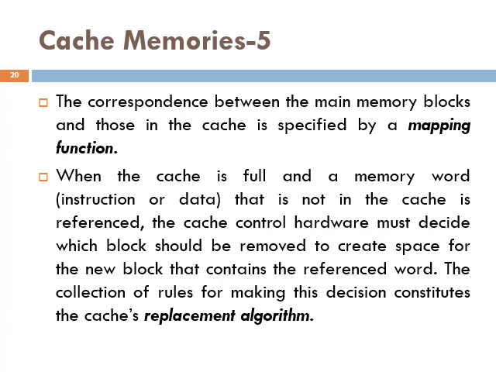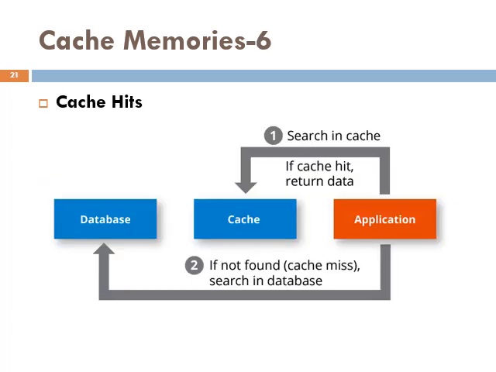The correspondence between the main memory blocks and those in the cache is specified by a mapping function. When the cache is full and a memory word that is not in the cache is referred to, the cache control hardware must decide which block should be removed to create space for the new block that contains the referenced word. The collection of rules for making this decision constitutes the cache replacement algorithm.